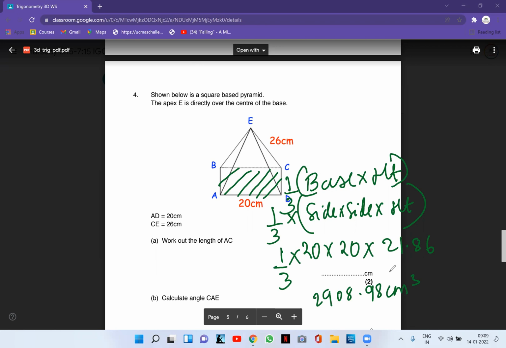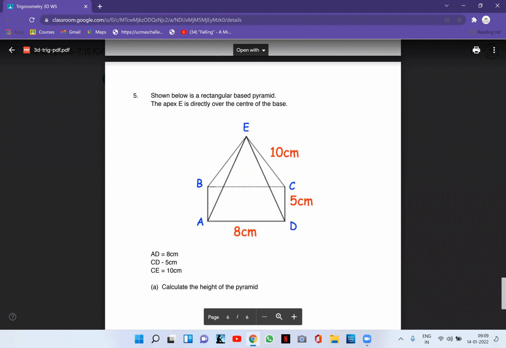Last part, that is the rectangular base pyramid over here. Before this, we did the square base pyramid. Over here, we will do the rectangular base pyramid. So here they have said calculate the height. Here we will draw one thing like this. First, we need to draw one line here, the way we did the previous sum. First, what we will do, find AC. So it is similar to the previous sum.